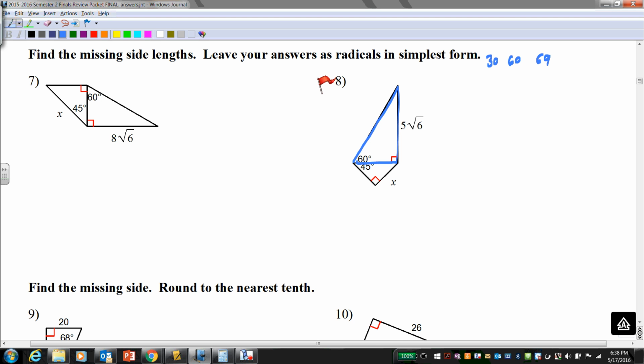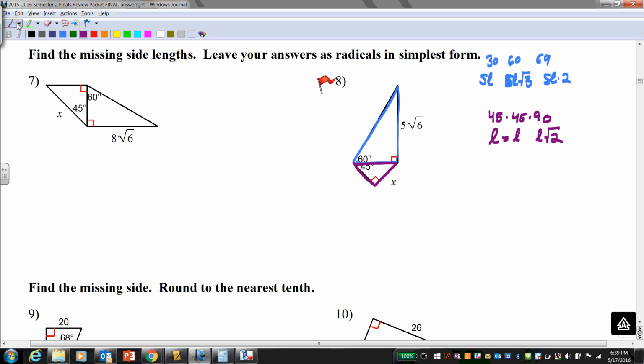30, 60, 90, short leg, root 3, short leg times 2. So it goes short leg, root 3, and short leg times 2. That's for 30, 60, 90. And here is your 45, 45, 90, leg, root 2. Legs are equal, and the hypo is whatever the leg is times square root of 2. So you work with what you have here.